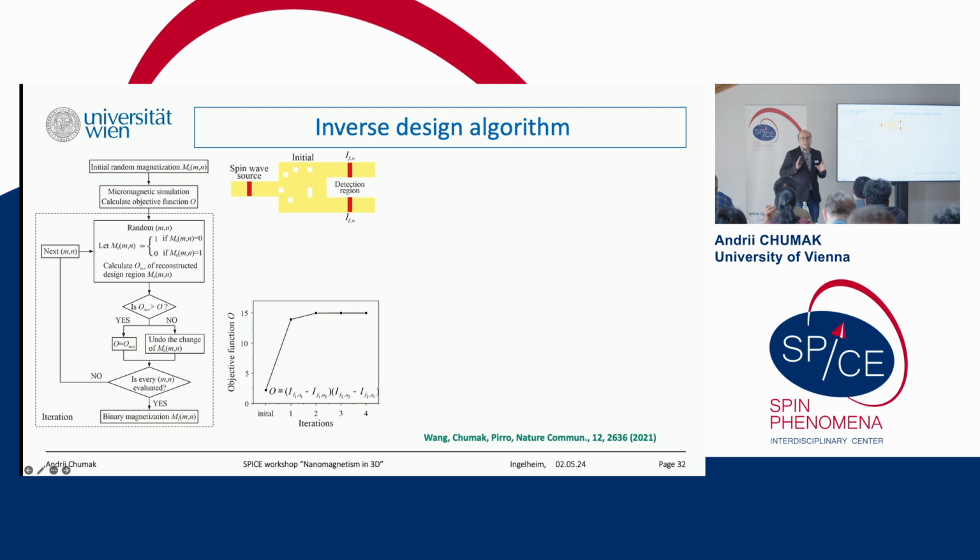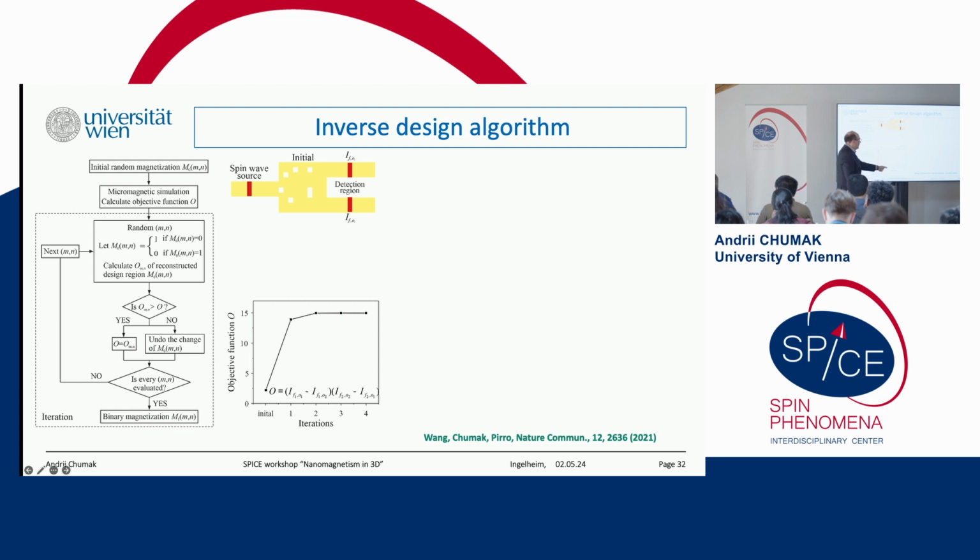Afterwards, the procedure is very simple. It's named direct binary search. We randomly take another cell. If it was YIG, we replace it with air. If it was air, we replace it with YIG, and we simulate again. Again, F1, F2 here, F1, F2 here, calculate the objective function. If it's better, we leave this state. If it became worse, we ask the computer to go back to the previous state and jump to another random cell.